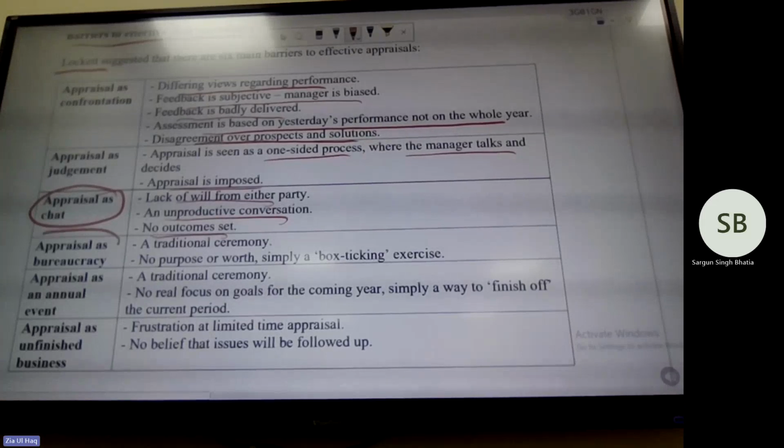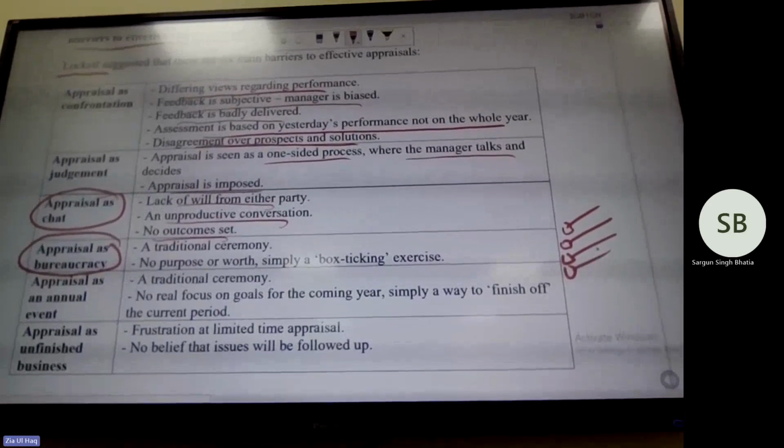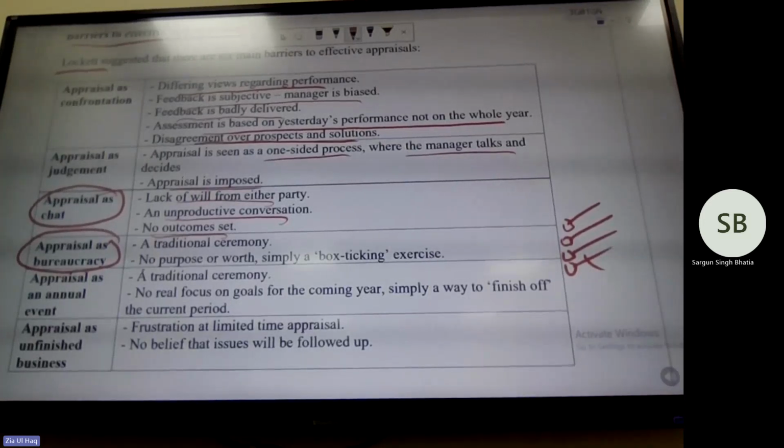Appraisal as bureaucracy. What is bureaucracy? Bureaucracy means a formal system where you have listed down the points and are just checking, okay, this is met or not, this is met or not. If it is not met, you are not checking why it is not met. So if you are appraising through a very formal process, meaning just box ticking, that will not be an effective performance appraisal. It is a traditional ceremony, of no worth, simply a box ticking exercise.